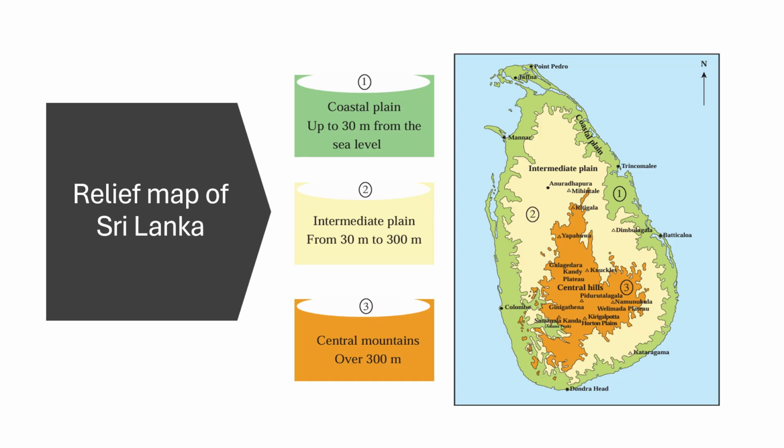Now, here's how the relief map of Sri Lanka is divided into sections. This picture is actually in your book, so study it. Anyway, the green area all over the Sri Lanka map is the coastal plain, up to 30 meters from the sea level. The yellow area is the intermediate plain, from 30 meters to 300 meters. And the orange area is the central mountains, over 300 meters.